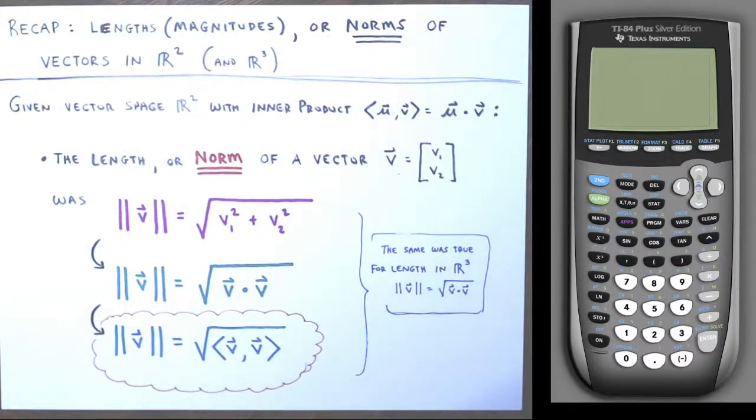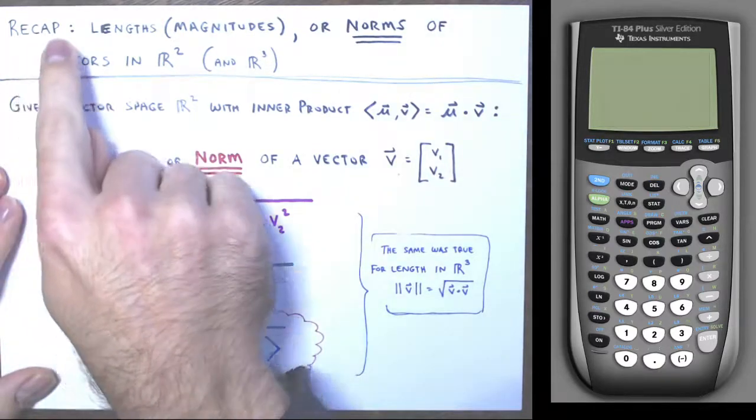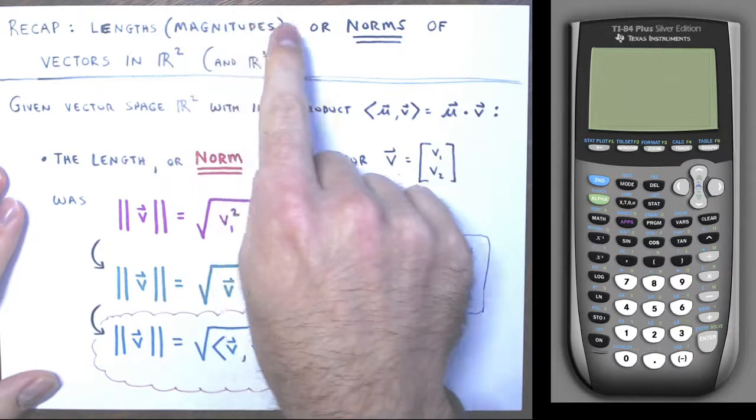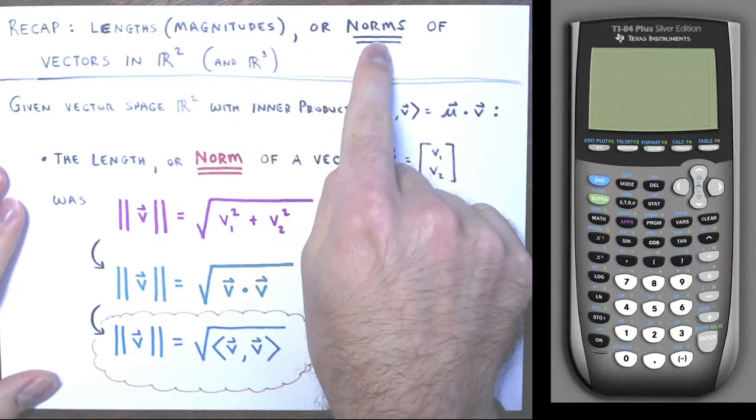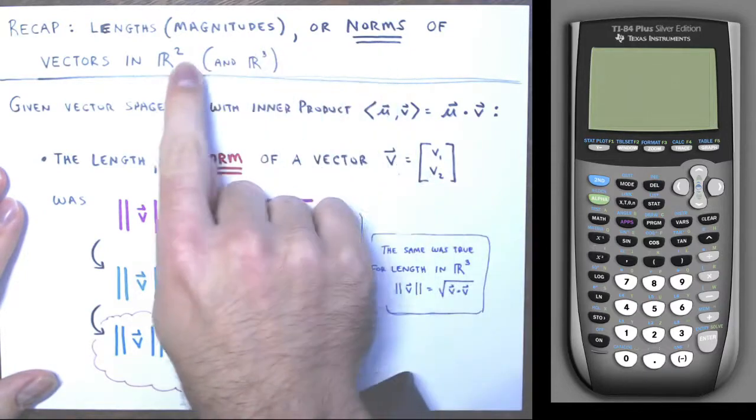Alright, so like I said, we're going to start off with a little bit of a recap. I'm hoping you've seen the dot product before, and also how to find the length or magnitude of a vector in two-dimensional, three-dimensional Euclidean vector spaces, R2 and R3. So I'm hoping this is a bit of a recap for you. Lengths or magnitudes of vectors are also called the norms of a vector. The length or the magnitude is also called the norm of a vector in R2.